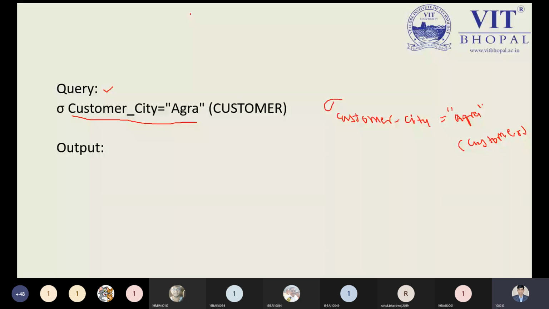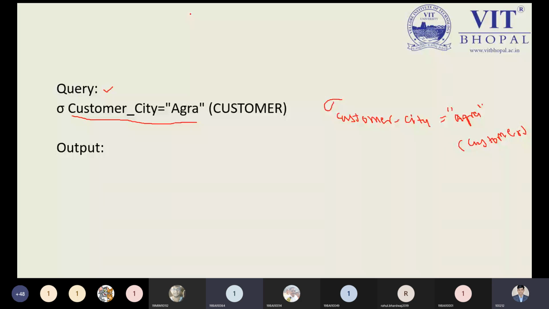Tell me what would be the output if I am printing such a thing. First let me clear. This query just selects the data only. It will not print. Please keep in mind this will not print. It will select only, and what values are selected by this query, that part we will see. Now tell me what would be the output.